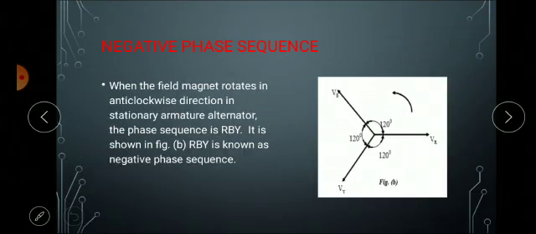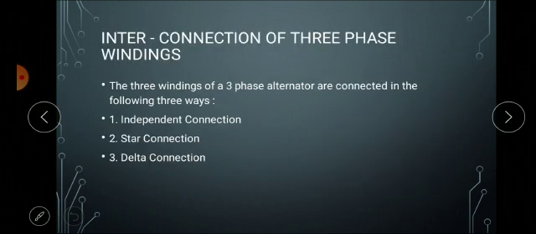For the same system, if the phase sequence is given by RBY, it indicates the B phase follows the R phase voltage and the Y phase voltage follows the B phase voltage. The R phase voltage follows the Y phase voltage. Hence we say the phase sequence is RBY. This sequence is called the negative phase sequence.